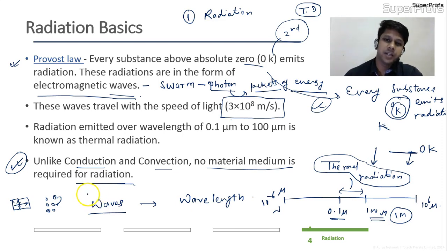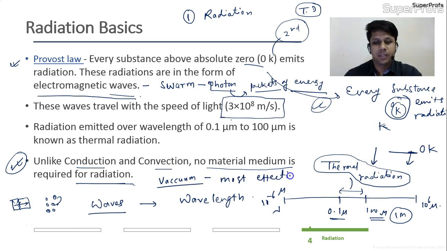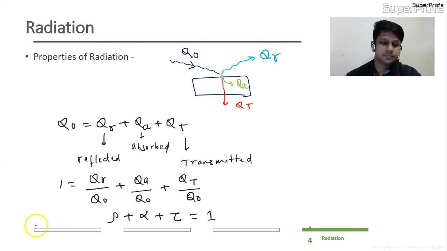So without any material, the radiative heat transfer can occur. And in fact, this radiative heat transfer is most effective in vacuum. So this is very effective in vacuum. Correct. So these are the basics. So now we will see the properties of radiation.